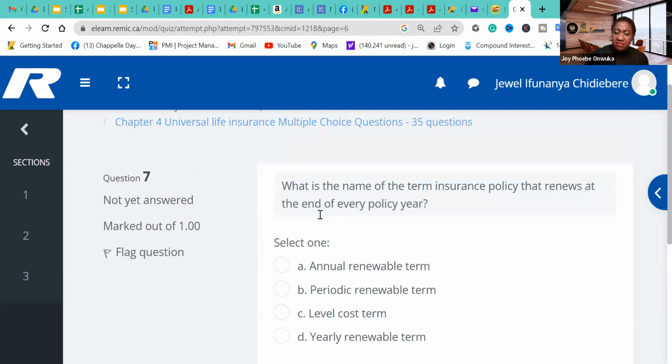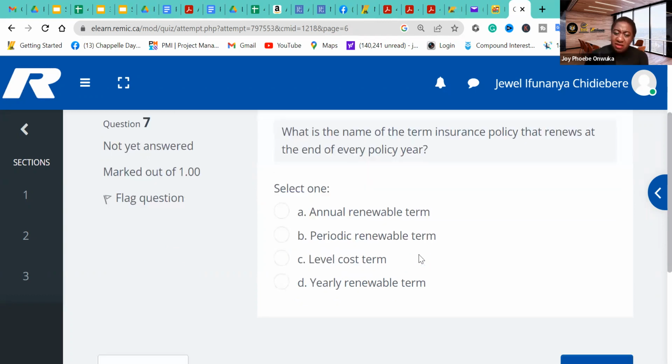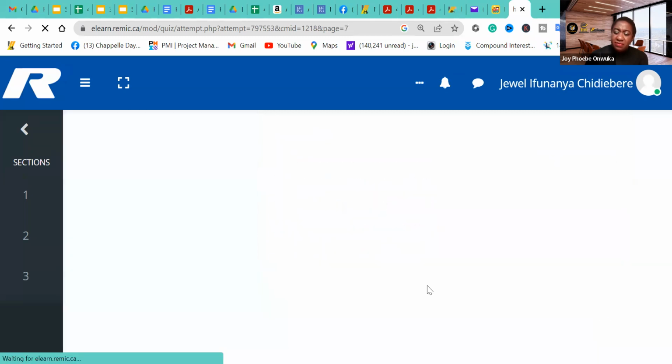All right, question 7. What is the name of the term insurance policy that renews at the end of every policy year? Annual renewable term, no. Periodic renewable term, no. Level cost of insurance, no. Yearly renewable term. It's yearly renewable term.